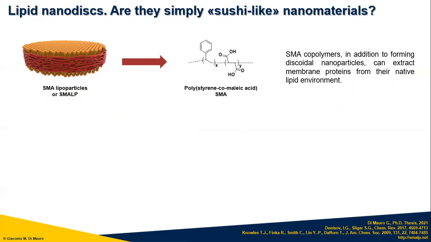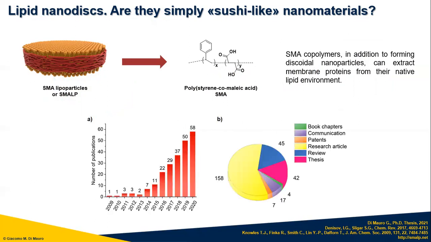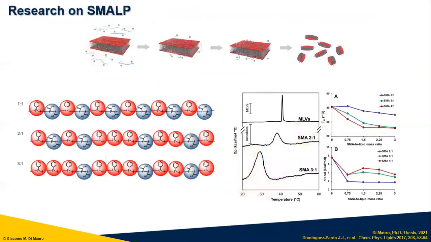Called SMA lipid particles, or simply SMALP, synthetic polymers have the remarkable feature of extracting membrane proteins from their native lipid environment in few steps without the use of detergents. And since then, the interest in these polymers has kept growing exponentially year after year. Early research was focused on elucidating the mechanism of formation of the SMALP, focusing on the ability to dissolve membrane bilayers based on their formulations, also focusing on the membrane mimicking behavior.